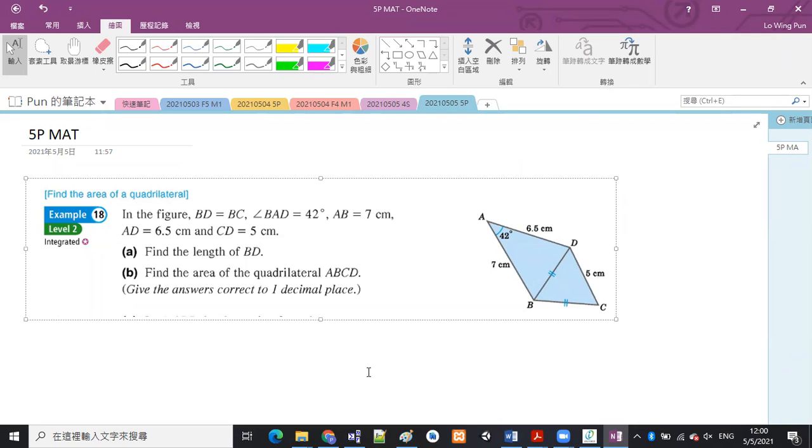Starting from this question, I think from now on, the questions will involve all the formulas you have learned in this chapter. Sometimes they'll be using sine formula, maybe cosine formula, maybe the area formula or Heron's formula. So in this case, I want to find the length BD. BD belongs to which triangle?